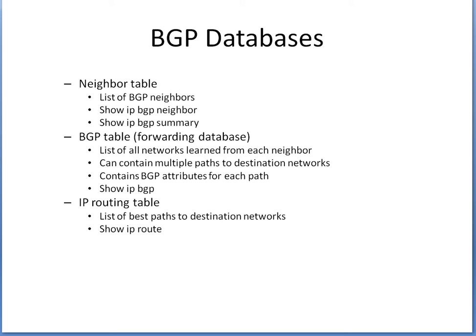Now the routing table will show you the best route, the best path to various destinations. The command is show ip route, which will show you the routing table. These are the three tables. When I configure BGP, I'll show you in the following videos.